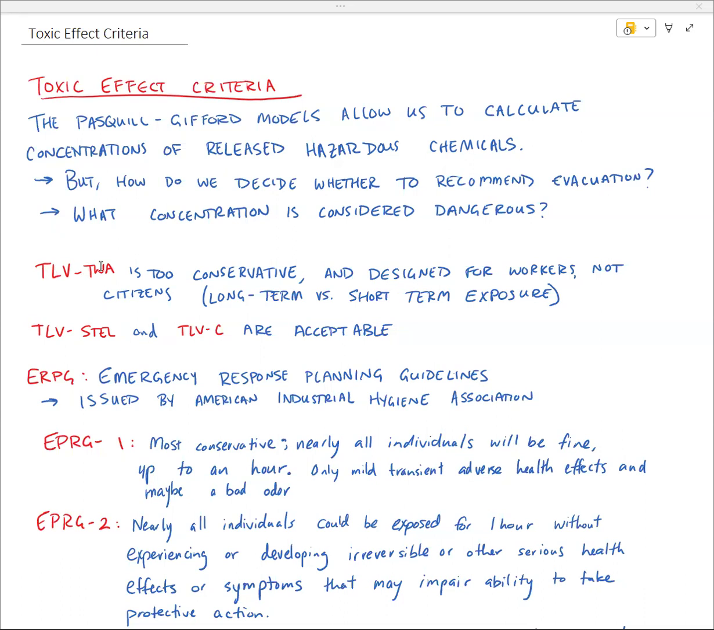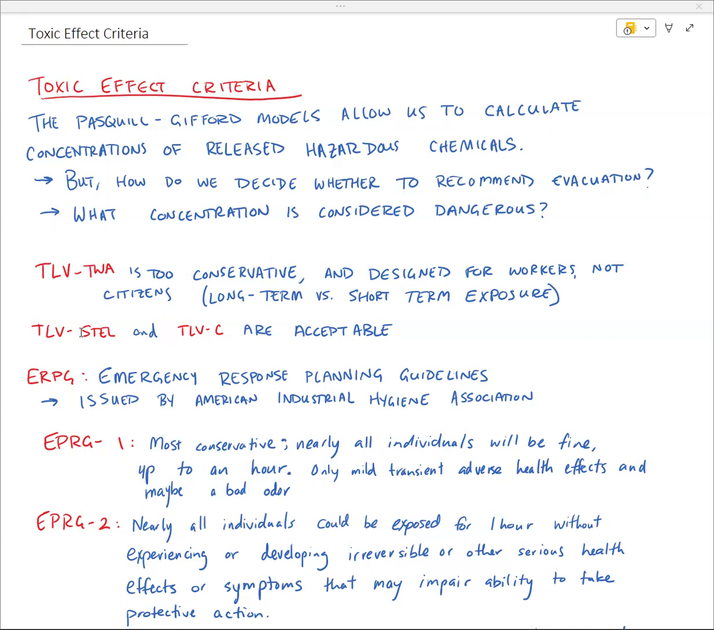TWA means this is the concentration at which a worker could be exposed for their entire working lifetime and be completely fine. So obviously, an accidental release of chemical is not going to be an entire working lifetime. It's going to be very much shorter than that. So the conclusion here is that this is going to be too conservative of a value. Although we want to assume the worst case scenario and err on the side of caution, we can't be recommending evacuation if the threat is not that big of a deal. So for that reason, TLV-TWA is out.